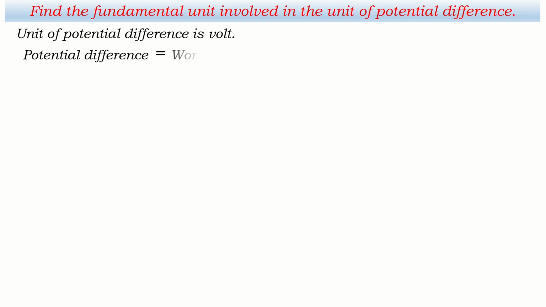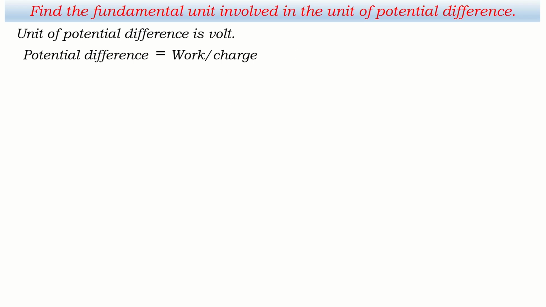Find the fundamental units involved in the unit of potential difference. If this is a question, then we can do like this. The unit of potential difference is volt. We know this. Potential difference is equal to work done by charge. What does it mean? The total work done between 2 points of a circuit by the flow of 1 coulomb charge is called potential difference between those 2 points. Or we can say potential difference is equal to energy conversion, instead of work, energy conversion upon charge.